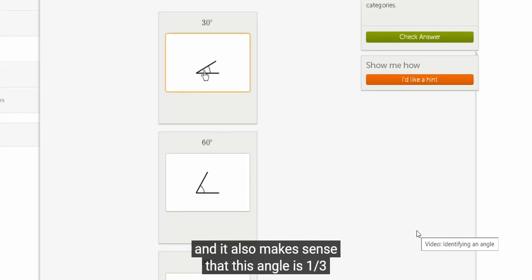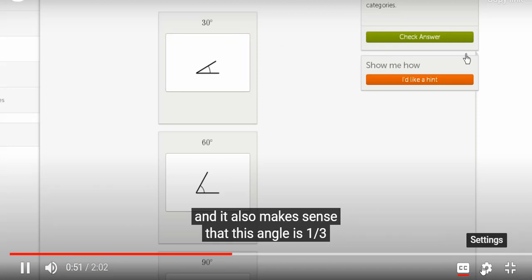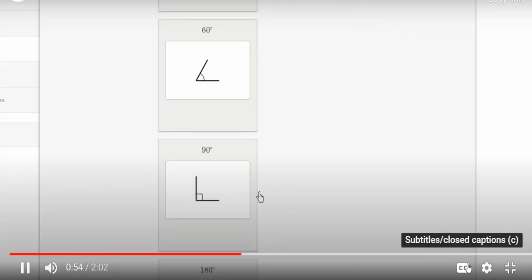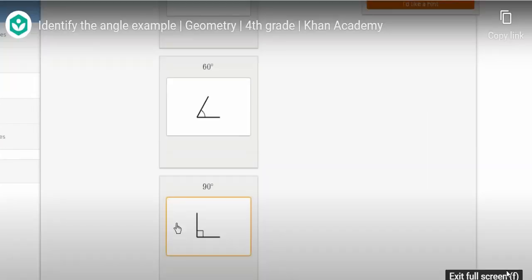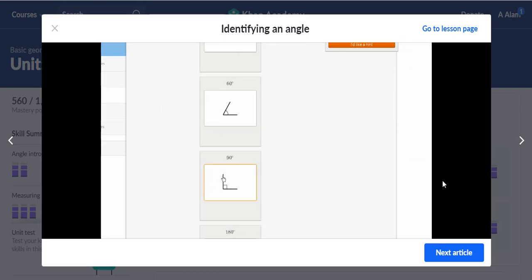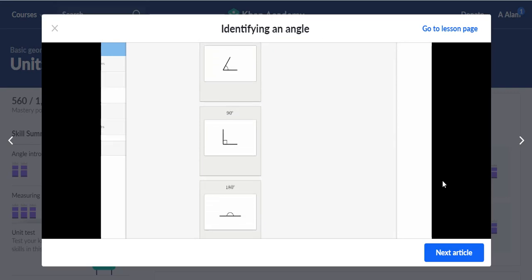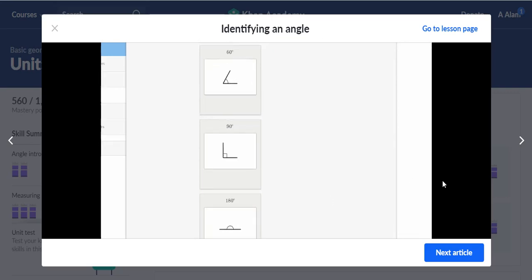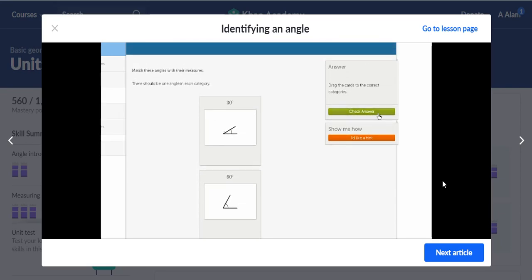And it also makes sense that this angle is 1/3 the measure of this angle right over here, that this is 90 degrees. And then if you were to double this, then this part of the angle would go all the way out, and you would get to the 180 degrees. So let's check our answer, make sure we actually got this one right.